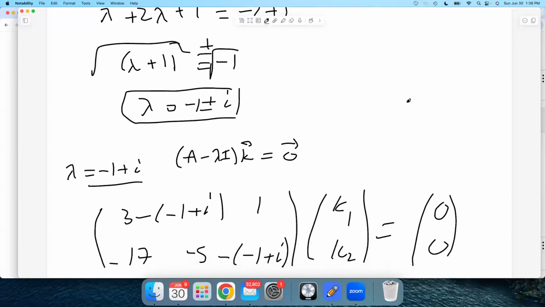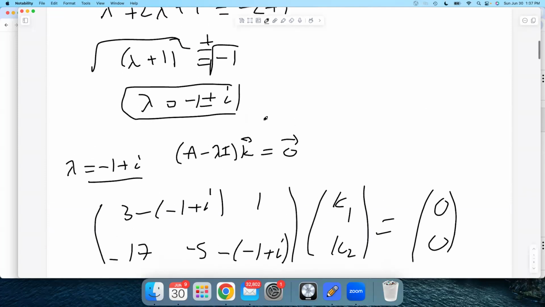Okay, now we actually only need one. When we have complex solutions, we only need one of the eigenvectors. So I went ahead and found two linearly independent eigenvectors, but I'm only going to use the first one.